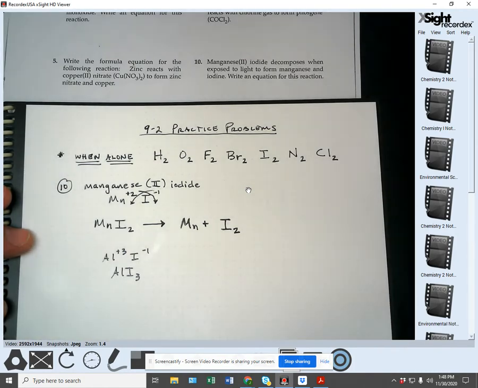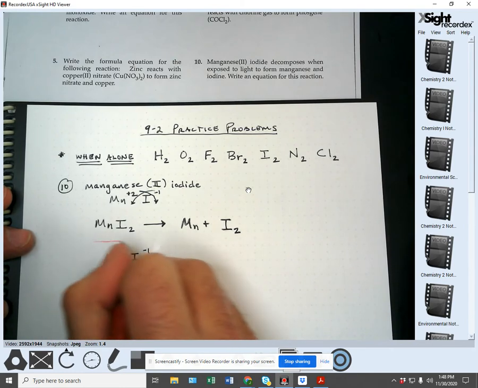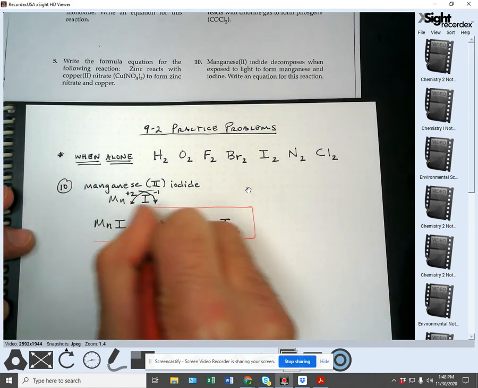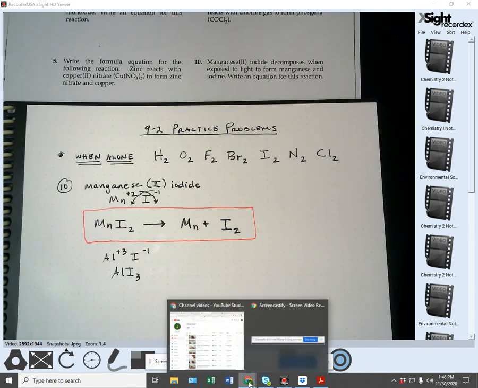So this is your whole answer. And you can see it's already balanced, which it should be for the front ones. I'm not going to do any others. There are only 10 of them, so you should be able to figure the other ones out. But as usual, if you have questions or anything, message me or text me, and I can walk through it and help you.